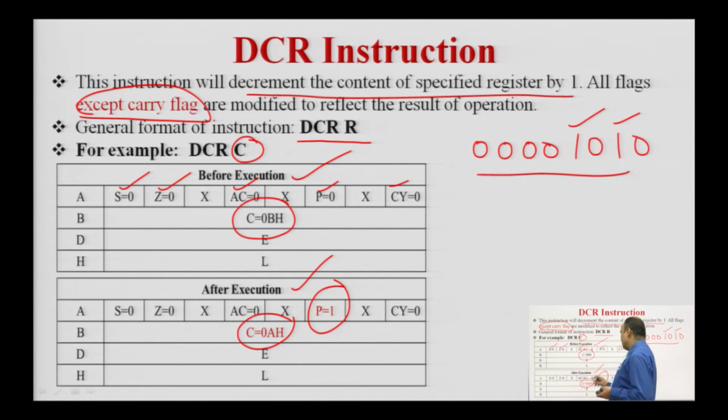Since during the decrement operation the carry flag is not modified, the other flags are reflected according to the result of the operation. So, this is the meaning of the DCR C instruction. Whenever the microprocessor executes this instruction, it will decrement the content of C register by 1.